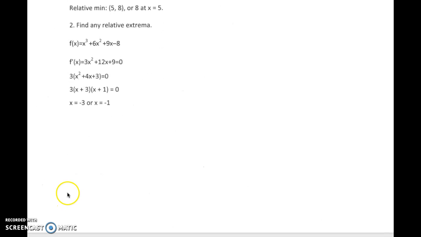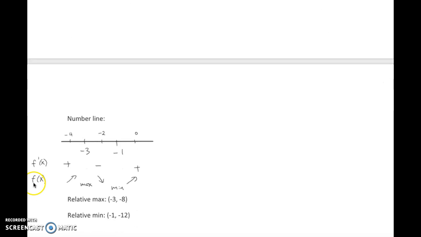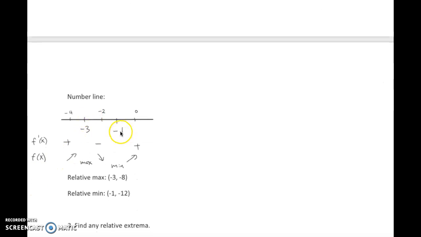Let's look at that on a number line. We have negative 3 and negative 1. We need to find 3 values because we have 2 critical numbers. If we plug negative 4 into our derivative, we end up with a positive value. Therefore, we have a positive slope.